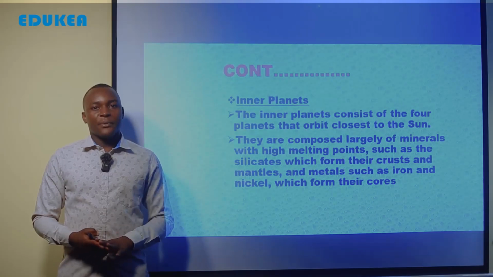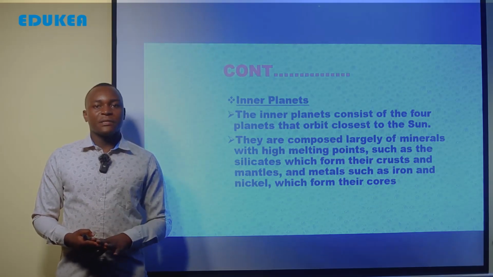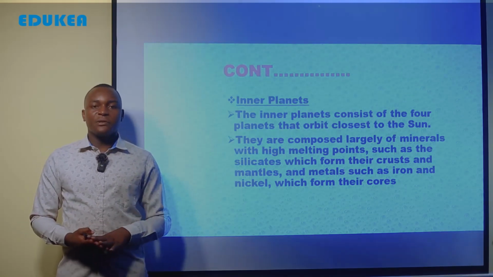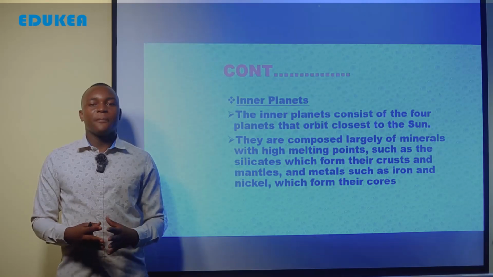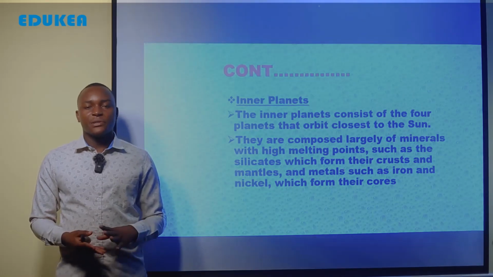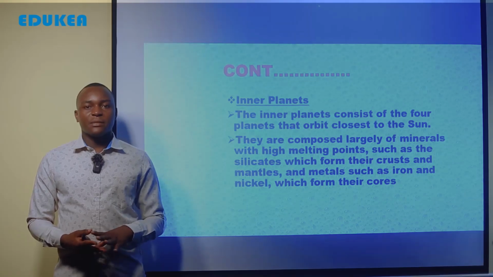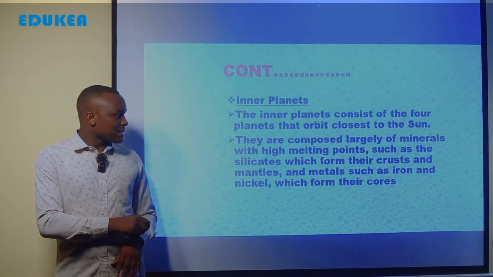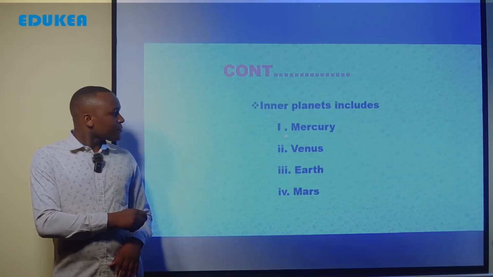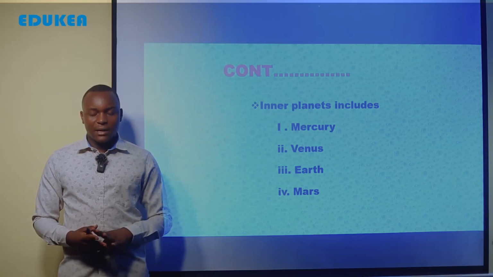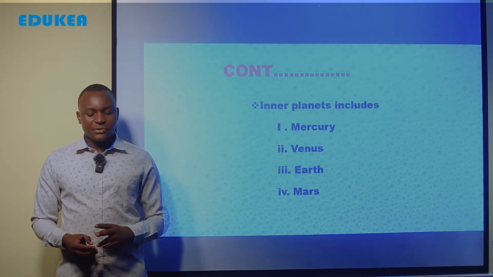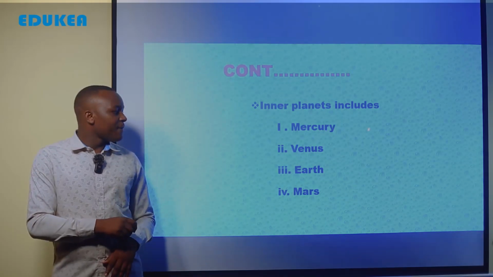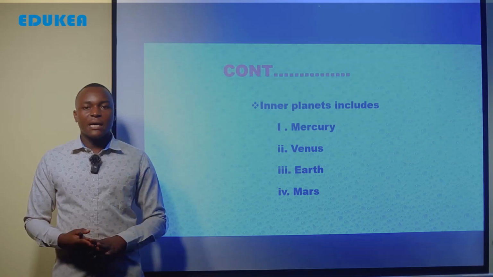For example, we talk about silicate. Silicate is among the minerals which have high melting point, and it forms the crust and the mantle. But when we talk about iron and nickel, they form part of the core. That is about inner planets. Those 4 inner planets include Mercury, Venus, Earth, and the last one is Mars. Those are the 4 inner planets within the solar system.